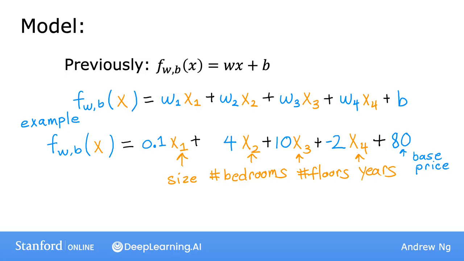Because we're saying that for each square foot, the price increases by 0.1 times $1,000, which is $100. And maybe for each additional bathroom, the price increases by $4,000. And for each additional floor, the price may increase by $10,000. And for each additional year of the house's age, the price may decrease by $2,000 because the parameter is -2. And in general, if you have n features, then the model will look like this.